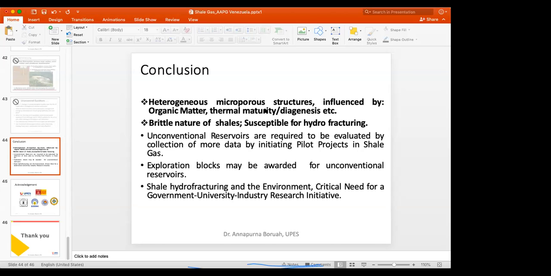This comes to my second question. Yes, Barakars are more mature. You showed the Barakars having lesser resource than Barren Measures, although Barakars are more mature. Yes. Reasons? Elaborate.